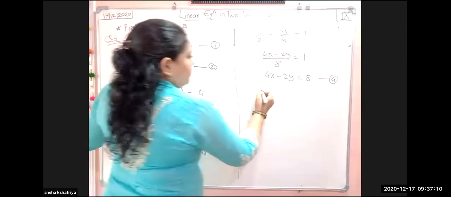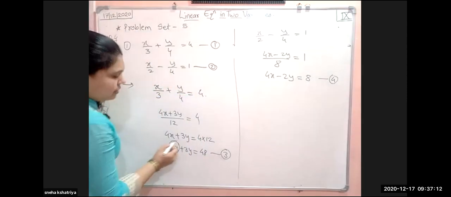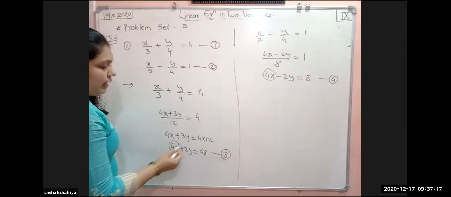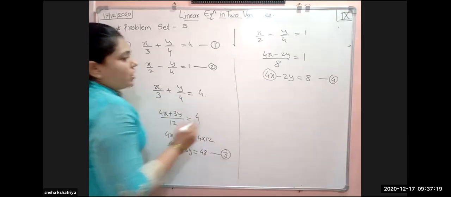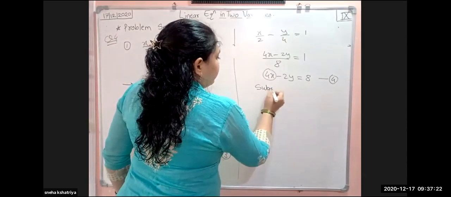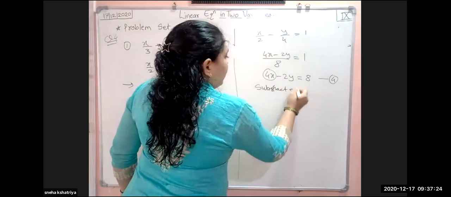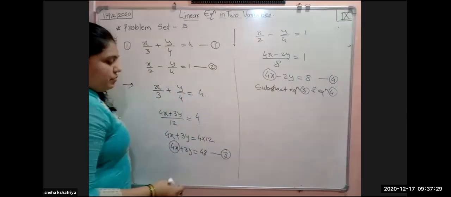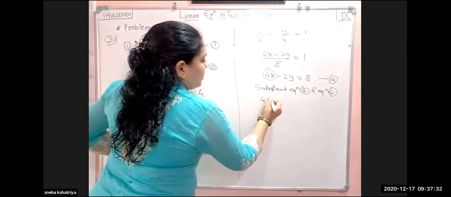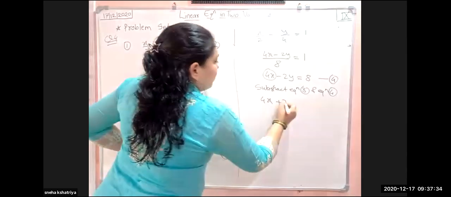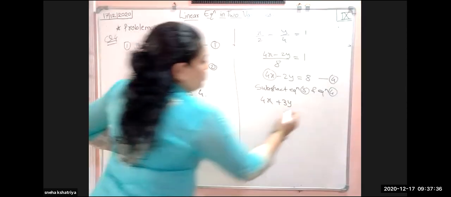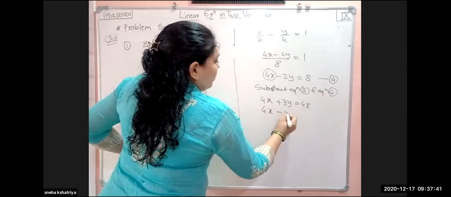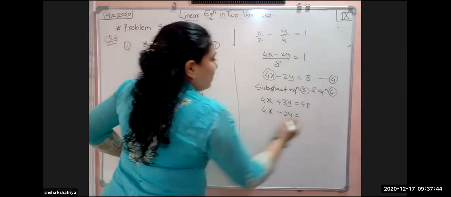Write it properly. So, see here. This is 4x. Here is also 4x. So, if we subtract, we can directly cancel 4x and 4x. So, subtract equation 3 and equation 4. First we will write down equation 3: 4x plus 3y is equal to 48. This is equation 3. Equation 4: 4x minus 2y is equal to 8.